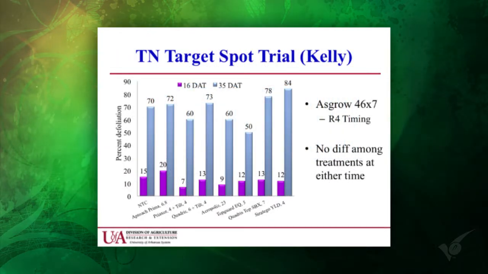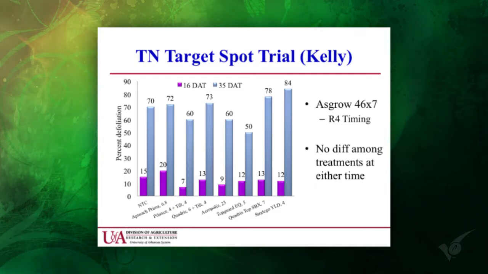All right, this other trial was from Heather Kelly in Tennessee. This was one of those opportunities that was going on in the field. Probably by R3 timing, they started seeing some defoliation. And the Asgrow 46X7, those that tell me that's similar to the 4632, so it's a really good resistance package to frog eye leaf spot. So here you can probably see the definite impact from the fungicides and that of target spot alone.